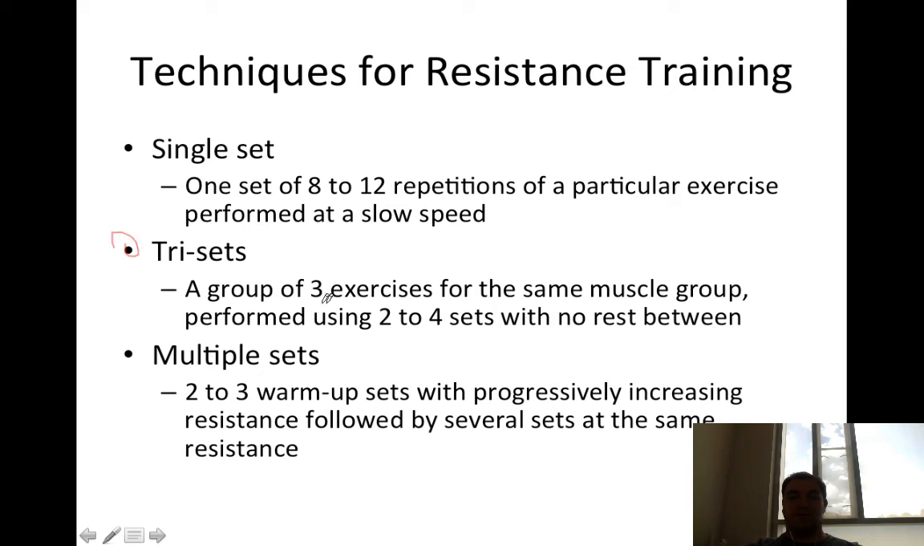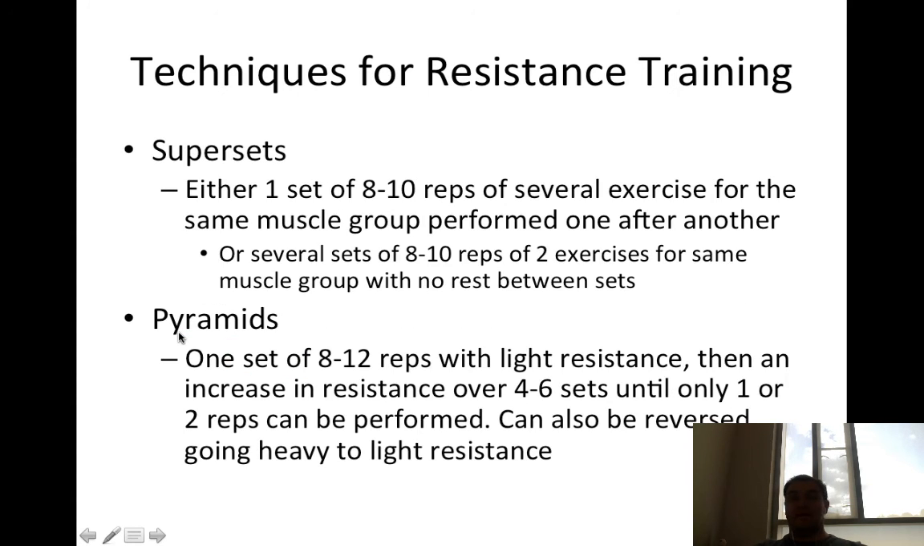Tri-sets: a group of 3 exercises for the same muscle group, perform 2 to 4 sets, using no rest in between. Multiple sets: 2 to 3 warm-up sets with progressively increasing resistance, followed by several sets of the same resistance. Interesting. Some of you guys that have worked out a lot may have actually used some of these. I don't know.